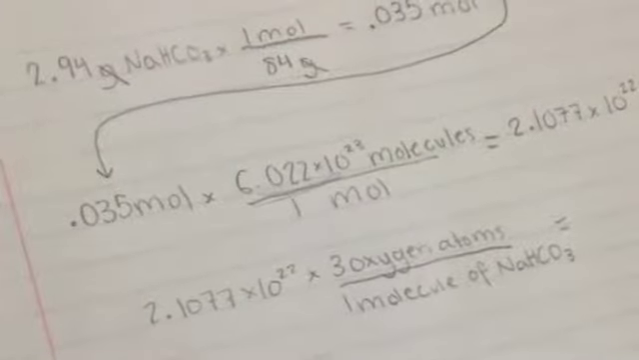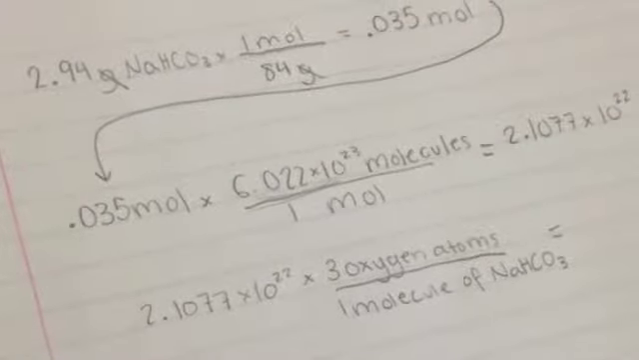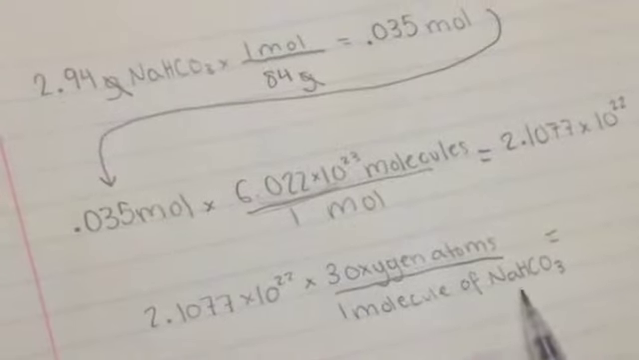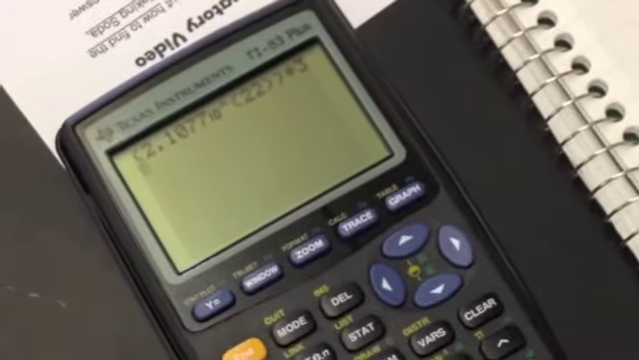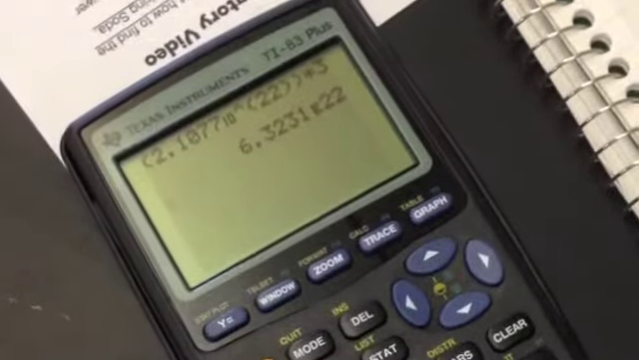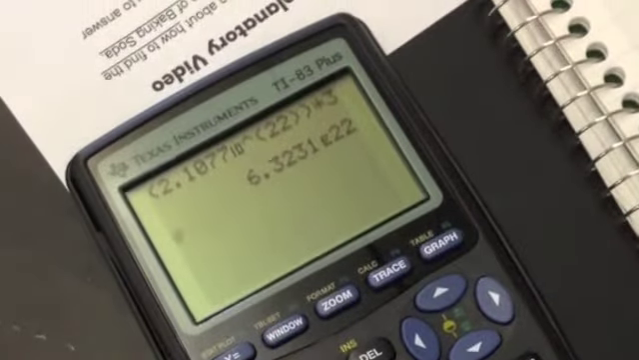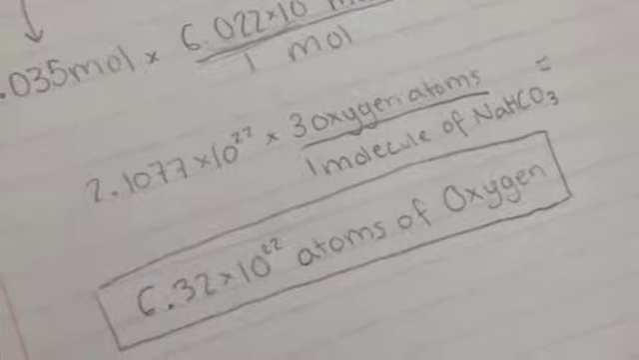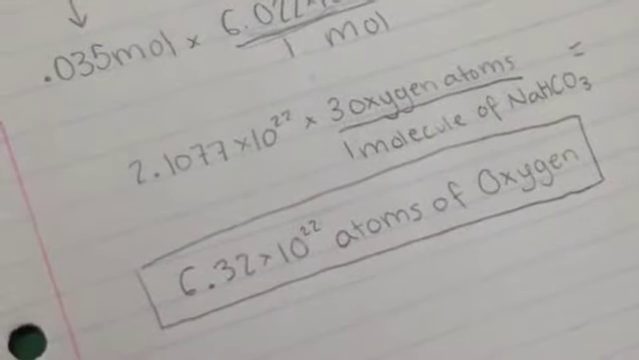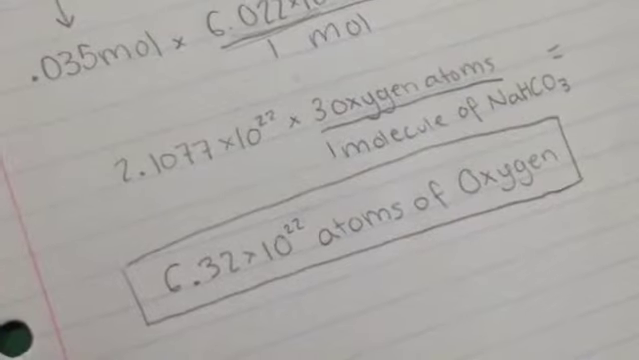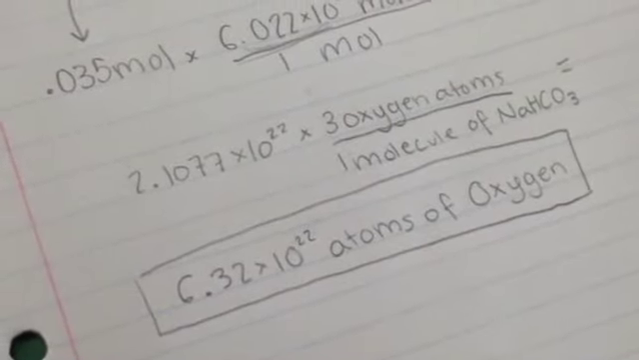The last step is to multiply by the number of oxygen atoms per 1 molecule of NaHCO3. By multiplying that, you will get 6.3231 times 10 to the 22nd. So your answer is 6.32 times 10 to the 22nd atoms of oxygen in 2.94 grams of NaHCO3.